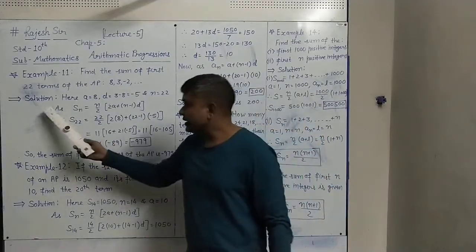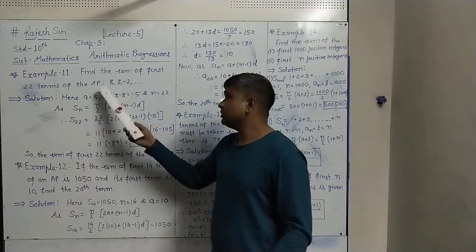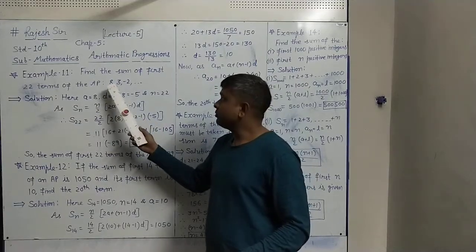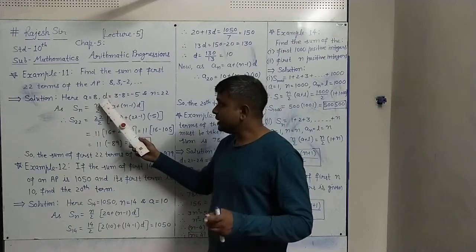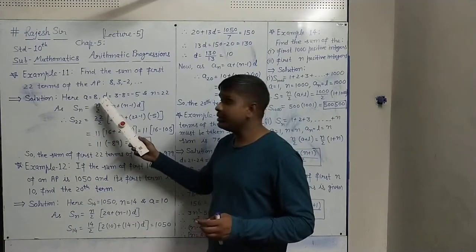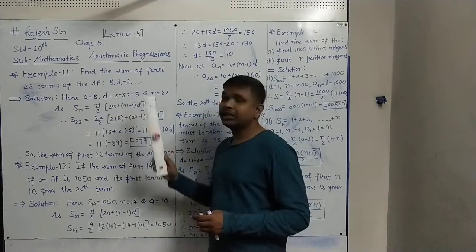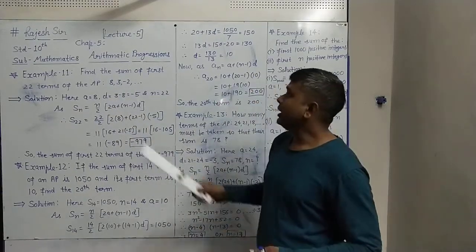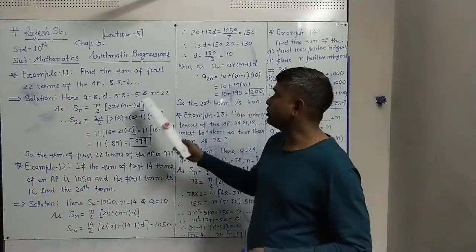In the solution, very simply, as we have done so many times, from the given AP the first term a equals 8. The common difference d, how do we get it? Second term minus first term, that is 3 minus 8 equals minus 5. And as we want the sum of the first 22 terms, n equals 22.